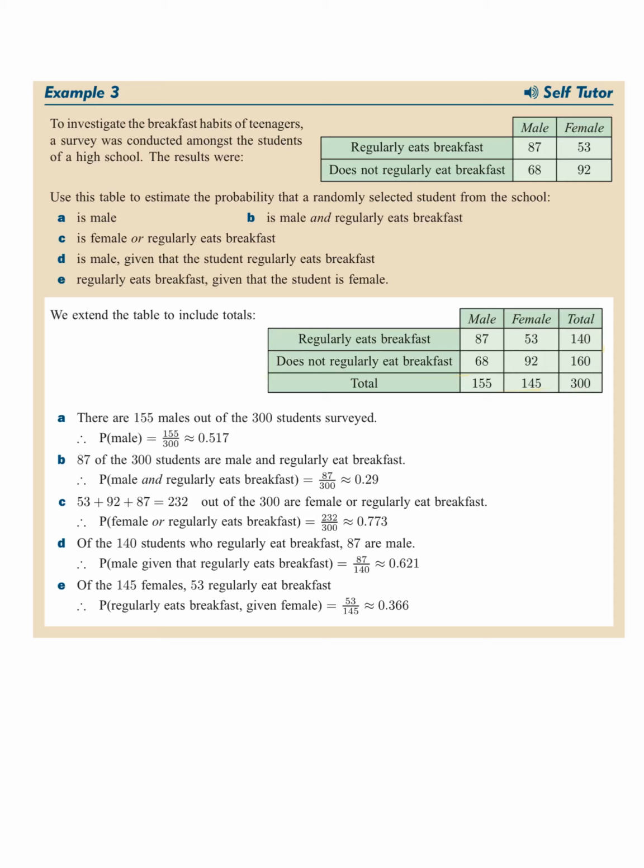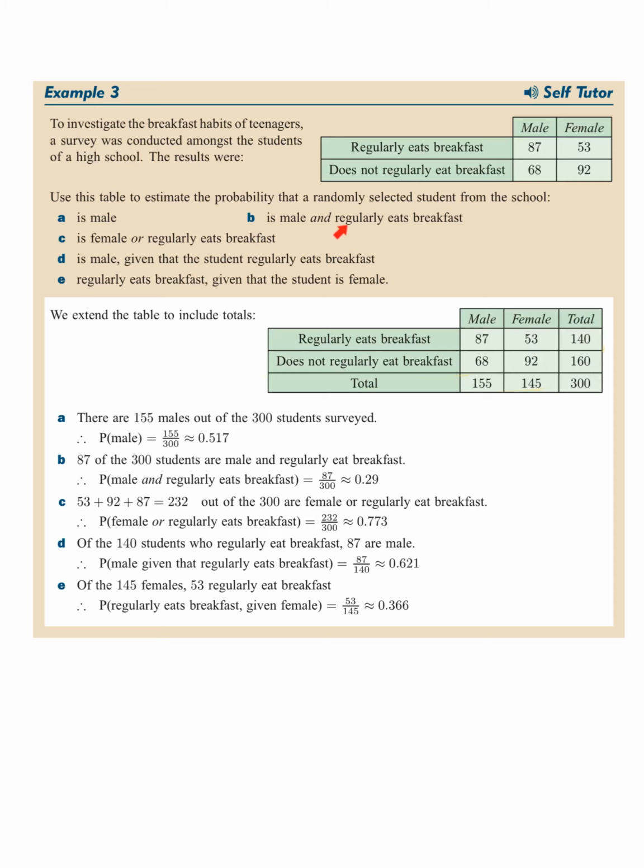All right. Okay, so now the probability the randomly selected student from the school is male. We take that number there, 87, and that one is 68. Add them together, we've got 155. They're all the males. We're not interested in breakfast or not breakfast just yet, 155. And we put that number, male, over the total number of people they interviewed. So 155 on 300 gives us 0.517.